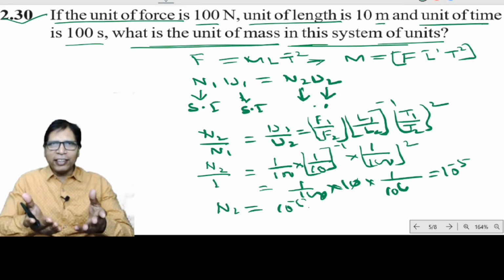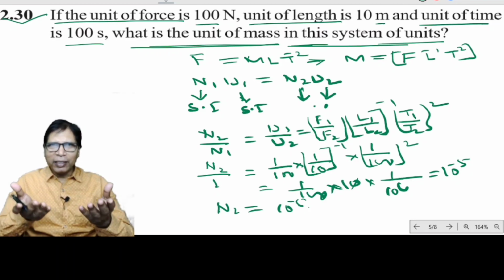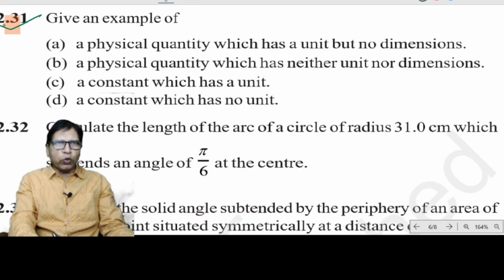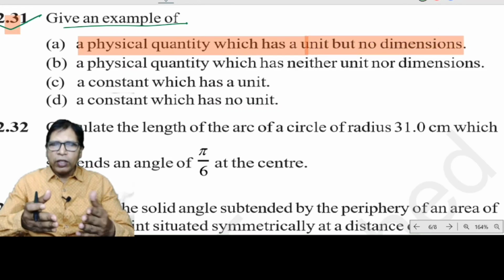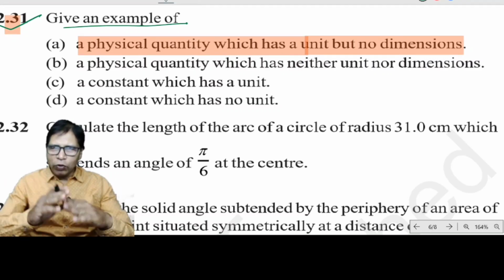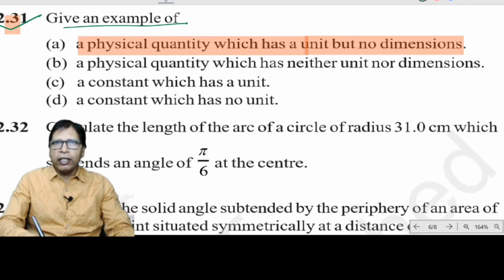So, the unit of mass is 10 to the power minus 5 kg. Now, look at this question number 2.31. Give an example of a physical quantity which has unit but no dimension. The physical quantities angle and solid angle have unit but no dimension.